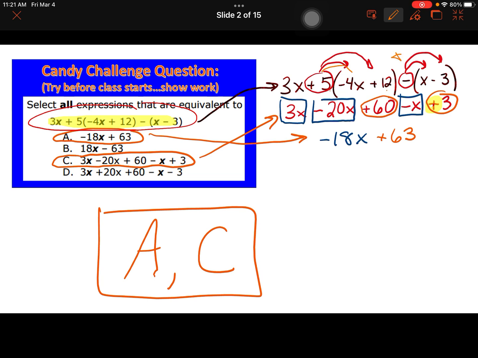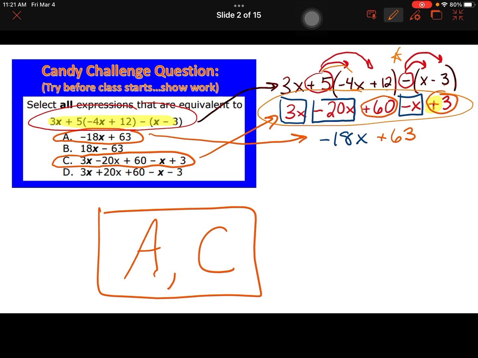This is the tricky one. You had to distribute a negative. There is no number, but it's really like negative 1. So it's negative 1 times x, which is negative x, and negative 1 times negative 3 gives you positive 3. So when you combine your like terms, now, if you notice, C is this answer right here. So when you look at that, there's your answer for C.